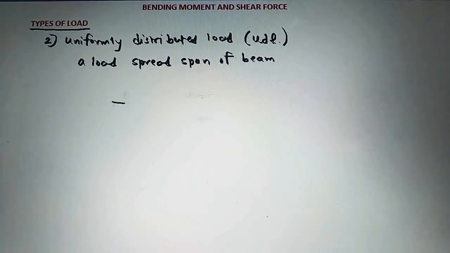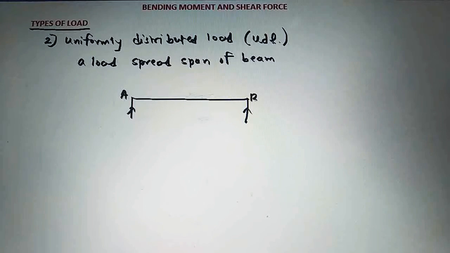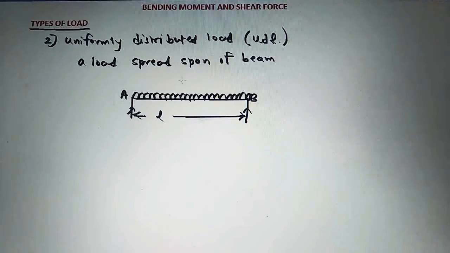Now see here, this is a beam which has two supports, support A and support B, and we are considering the small l as the span of the beam. Now the load is uniformly spread over the span of the beam, then this load is called as uniformly distributed load. We are considering this small w per unit length as the UDL, that is uniformly distributed load.